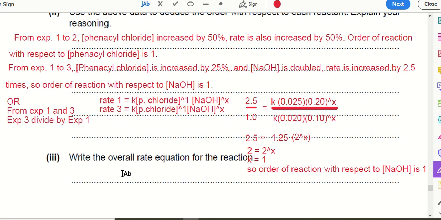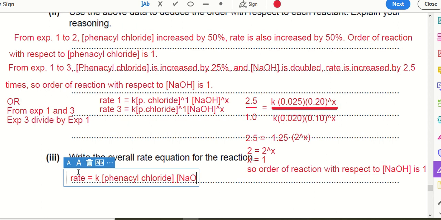We have found the order of reaction with respect to phenyl chloride and then with respect to sodium hydroxide. So you can write a rate equation here, which is quite straightforward. Rate equals K, concentration of phenyl chloride, first order reaction, therefore power 1, concentration of sodium hydroxide, the reaction is also first order with respect to sodium hydroxide. So another to the power of 1 again. So this is the rate equation.